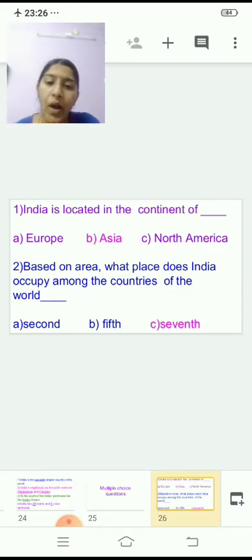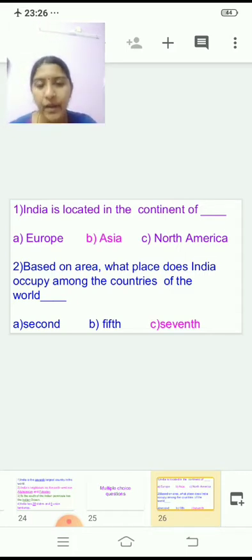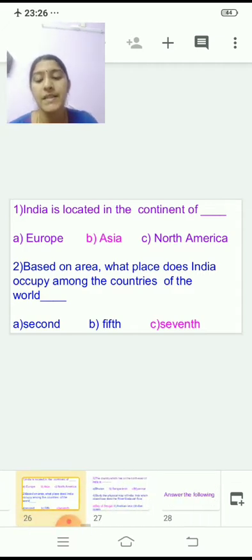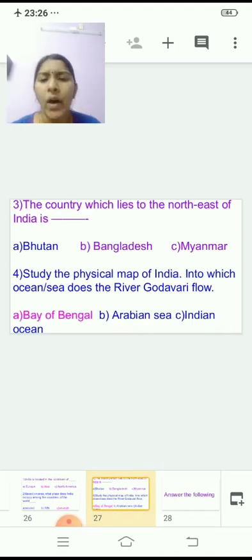The second one, based on area, what place does India occupy among the countries of the world? Based on the area, India is in seventh place. So the answer is 7.